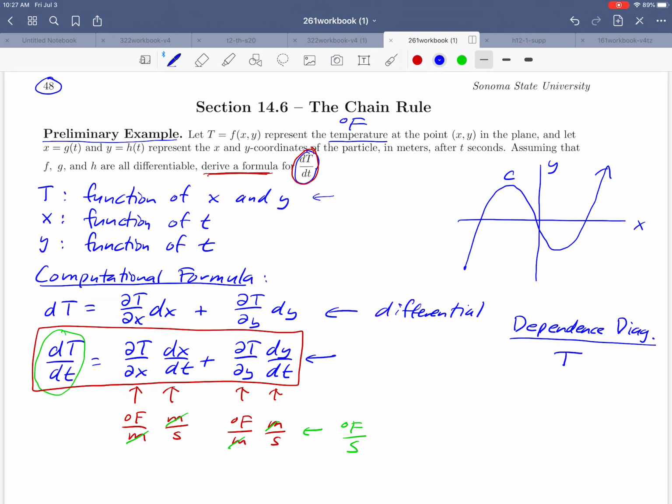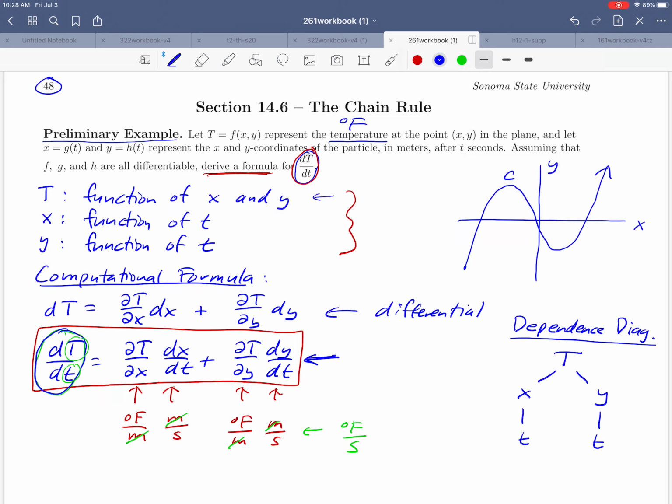So we'll start with temperature at the very top, and we'll ask the question, what variables is temperature a function of? Well, it's a function of x and y. And then look at the x and the y and ask, what are those variables functions of? Those are both functions of time. We can kind of see all of that information up here. And this diagram can be used to arrive at this formula as follows. We're looking for the derivative of temperature with respect to time. So what you do is you go over to your diagram and ask, how many different paths are there from temperature to time in the diagram?